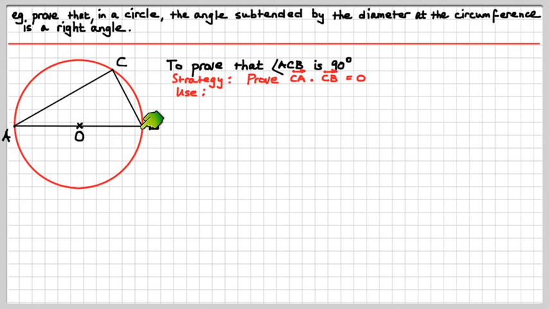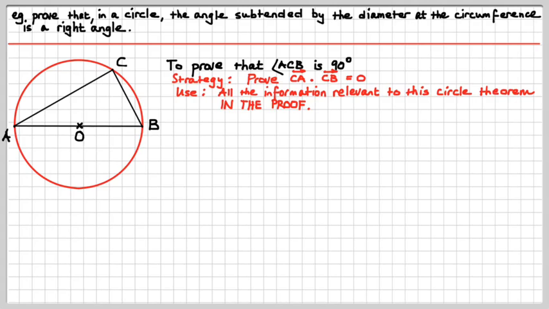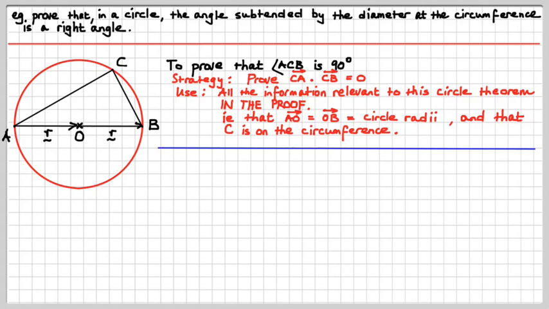I have to use all that information in a vectorish manner, mathematically notated, for the proof to pop out the other end, right? That's what you've got to do. So all the information relevant to this circle theorem has got to be used in the proof. That is, that AO equals OB, now expressed in a vector way. A to O would have to be the same as O to B, not B to O, because they've got to be pointing the same way to be vectors, right? So A to O is the same as O to B.